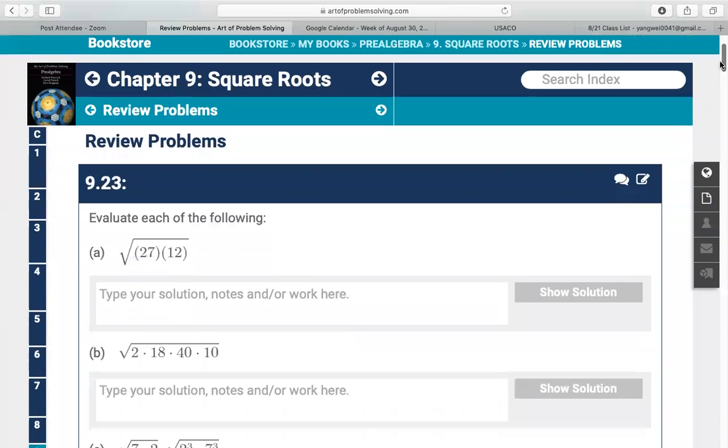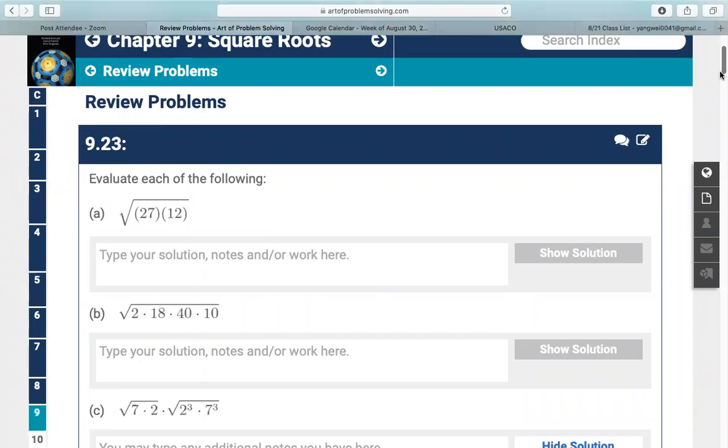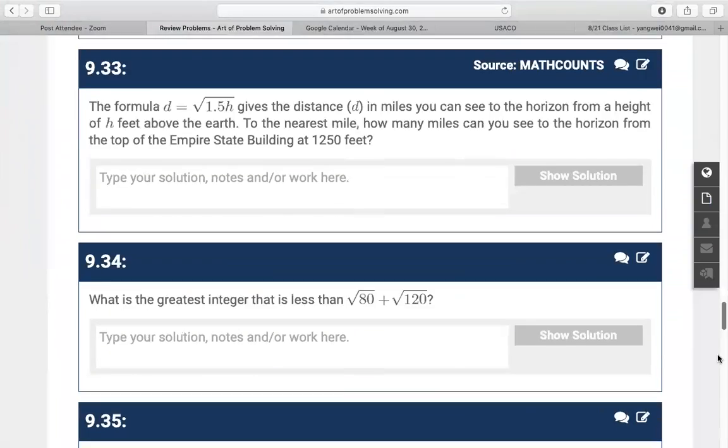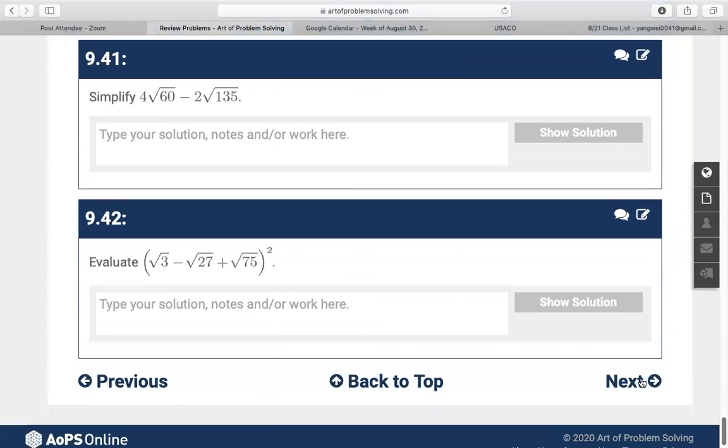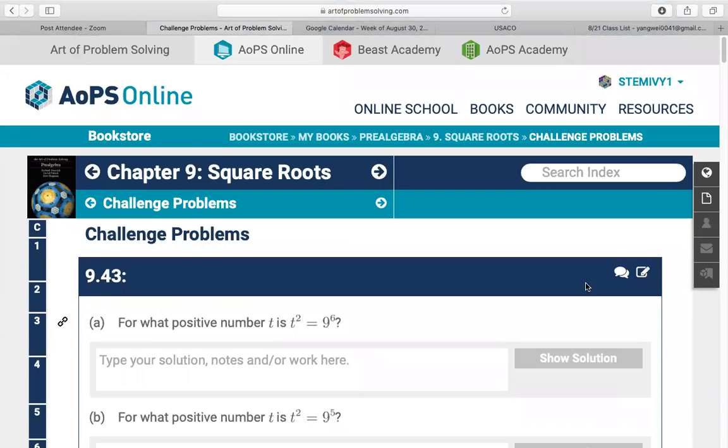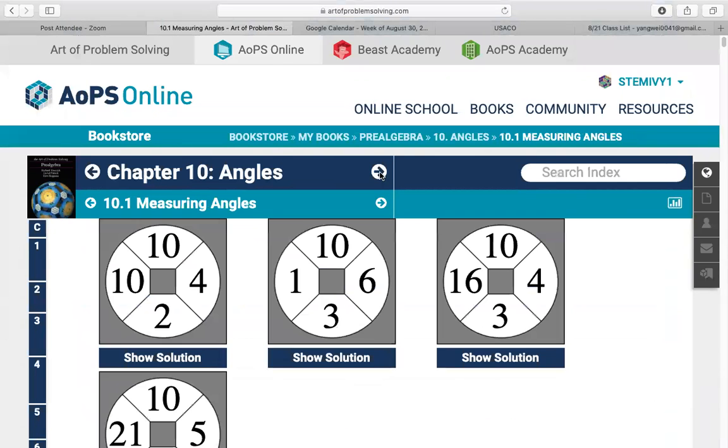So then, your homework, you need to finish all the review problems in this chapter. And for the challenge problem, you can do it by yourself if you want to. If you don't want to do it, that's fine.